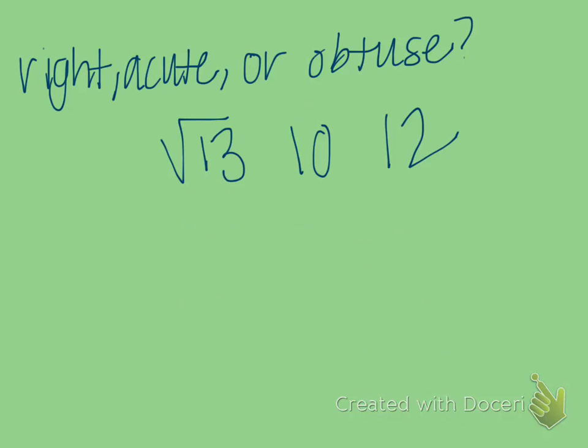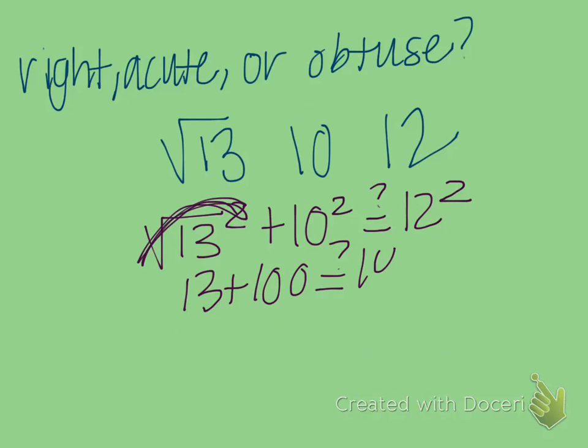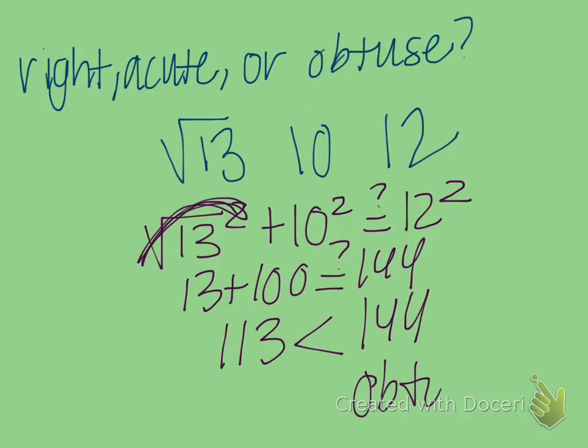Next example, right, acute, or obtuse. So just plug them into our equation. We have the square root of 13 squared plus 10 squared might be equal to 12 squared. So remember, if we square a square root, they cancel out. So these are gone, and we're left with 13 plus 100 might be equal to 144. Adding them together, we can see that it is actually less than 144. So our triangle is going to be obtuse.